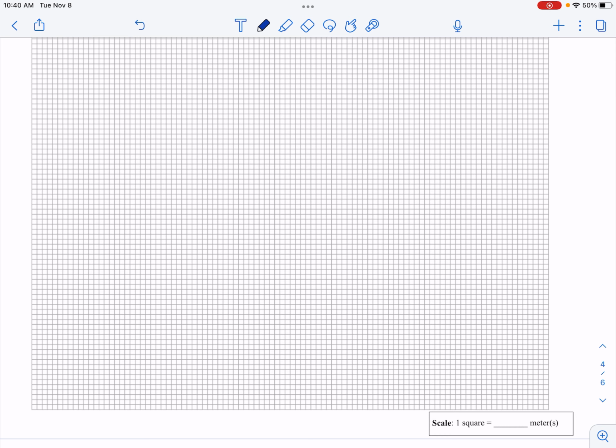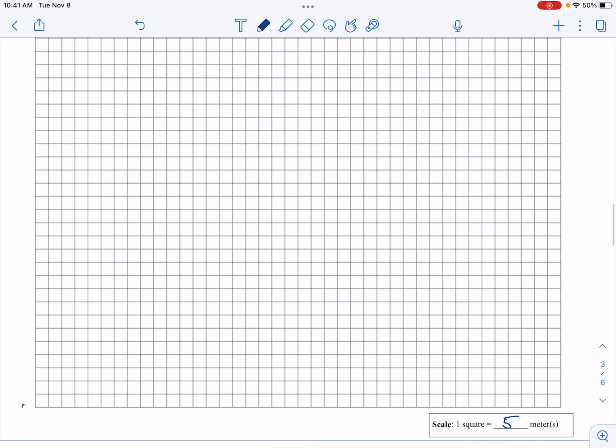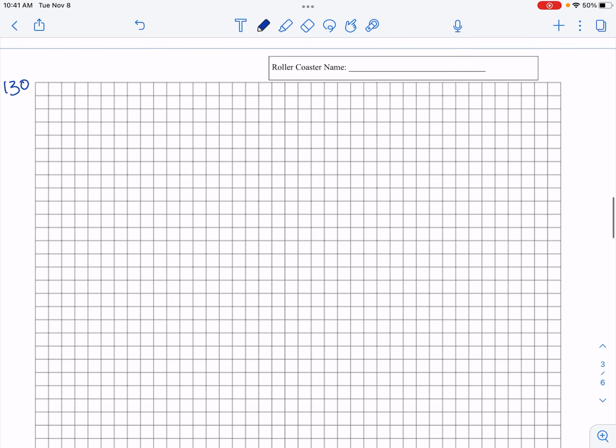Now, here's my suggestion. Start by defining your scale. I'm going to say these go up by 5s. I think I have 30 squares, so I can go up to 130 meters. Sorry, bad math. 150 meters.